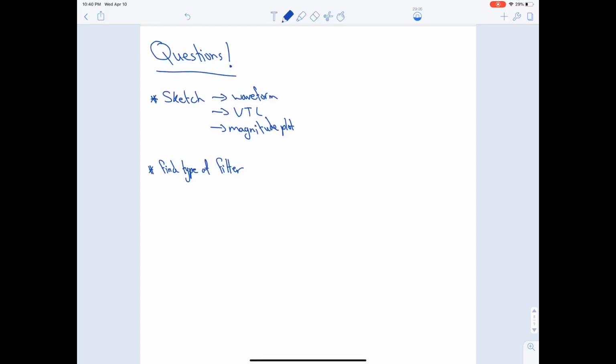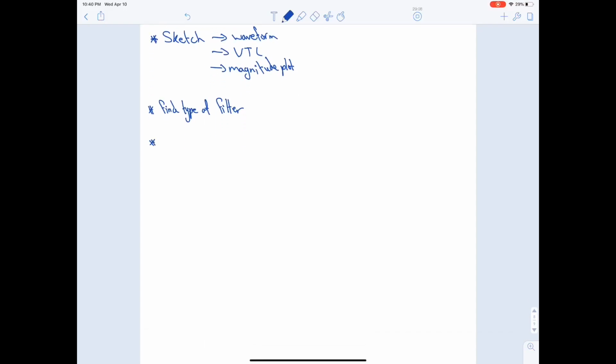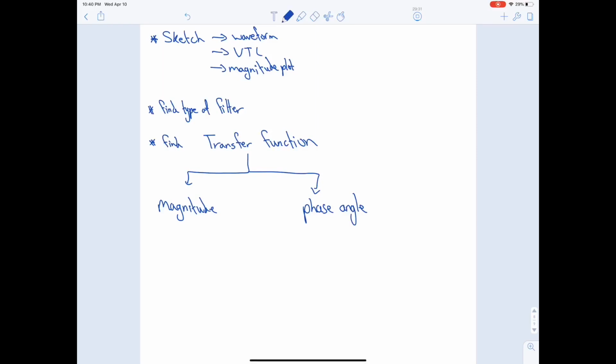Another type of question is finding the transfer function. The transfer function, we said, is H of s, and they can ask us to find the magnitude and the phase angle. Furthermore, we can be asked to find the H max, which is the maximum magnitude, and the center frequency.